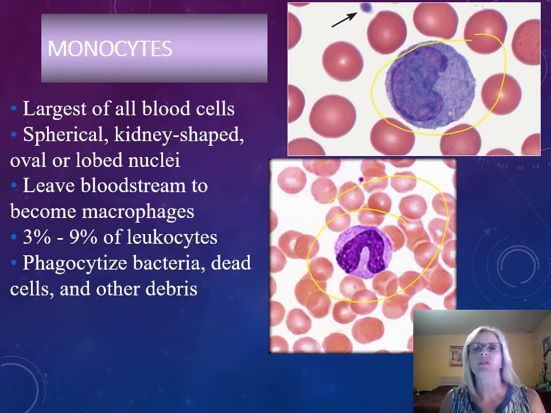All right. So these are going to leave the bloodstream and then become a macrophage. So a monocyte can then become the macrophage once it leaves the bloodstream. That's the distinction. And so when they do, then they will phagocytize bacteria, dead cells, and different debris. These are going to compose about 3 to 9% of total leukocytes, and these guys live for several weeks and even sometimes months.